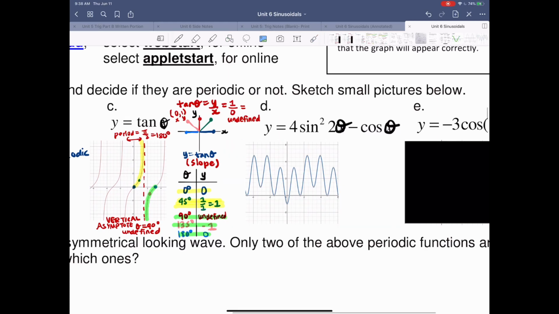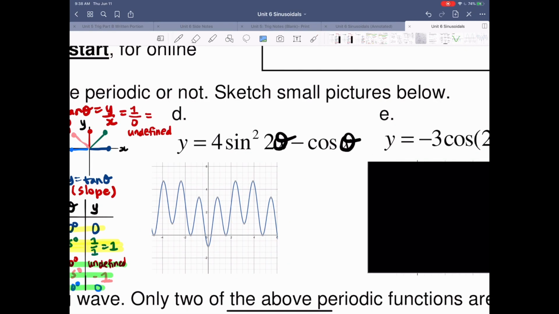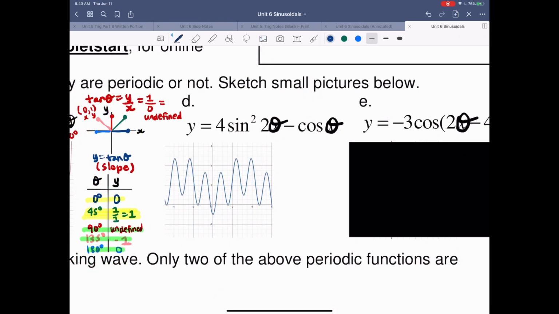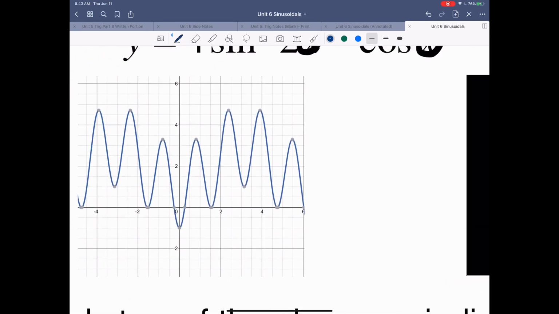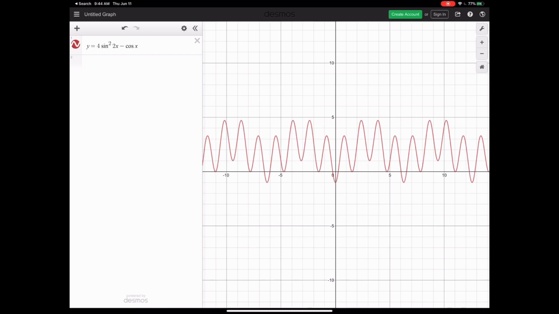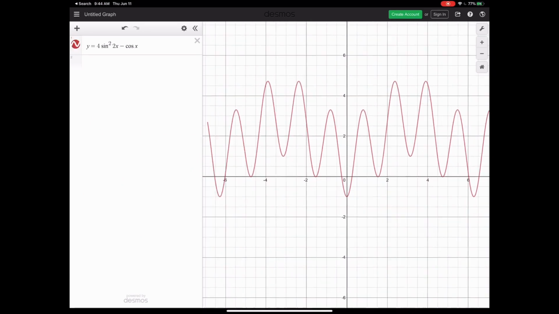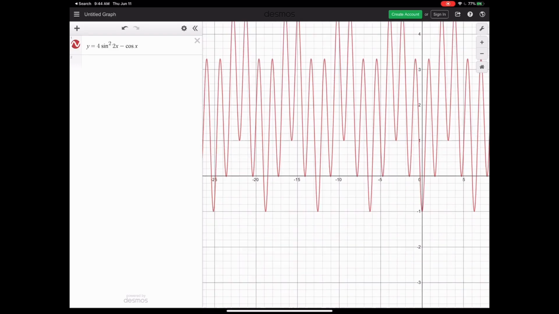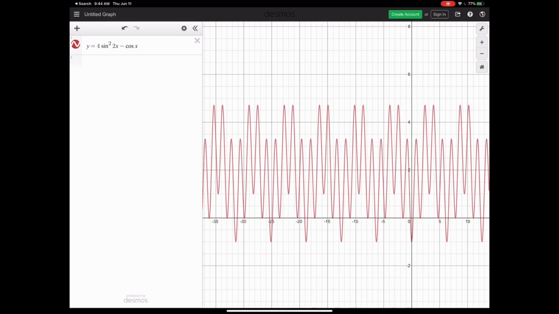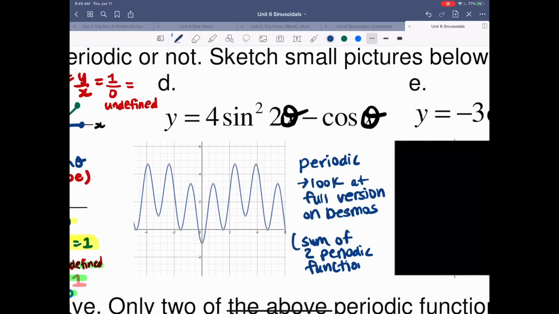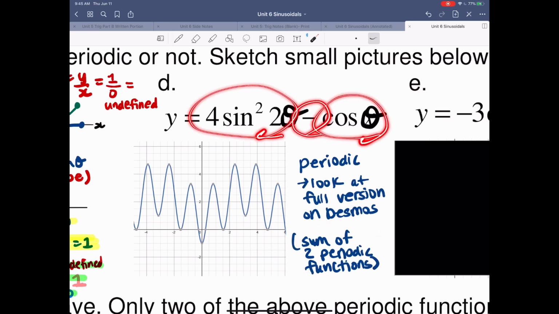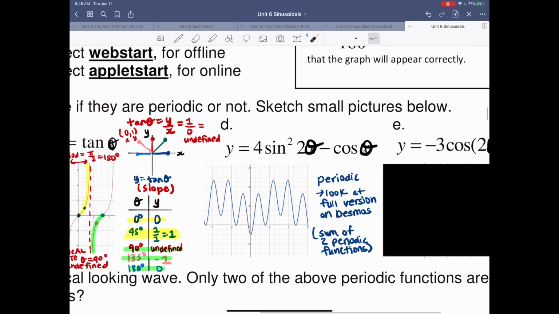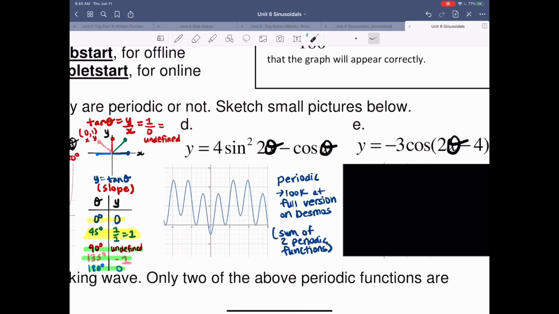So question D, y equals 4 sine squared 2 theta minus cos theta. This is the graph I got. If you look at the more extended version, you'll find that it is periodic. If you look at it more carefully, this one is actually periodic. Part of the reason is you're dealing with a sum of two periodic functions, meaning if this is periodic and this is periodic and we're simply adding or subtracting, combining them, this overall is going to be a periodic function.